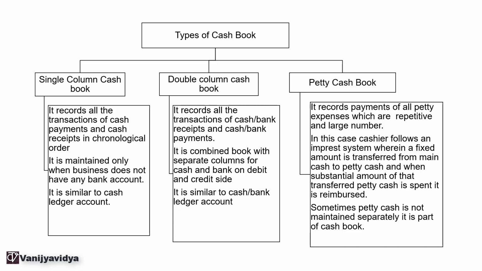So as the name itself suggests, petty is small. So petty cash book is for all the small payments which are repetitive in nature and they may be large in number. So what happens in case petty cash is maintained separately by some other person known as petty cashier. So the main cashier will hand over some fixed amount of cash to petty cashier. So in case wherein there are not large number of petty transactions, the petty cash book is not maintained separately. Now let us see a format of single column cash book and double column cash book.